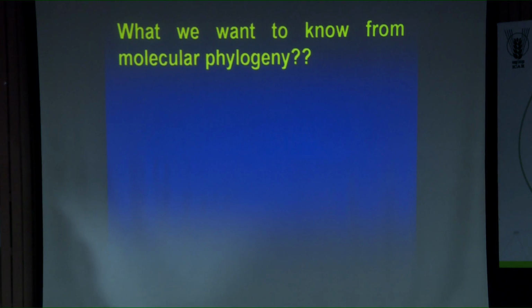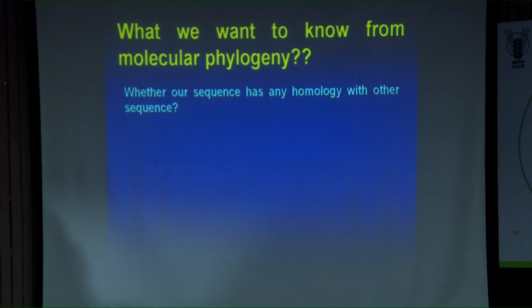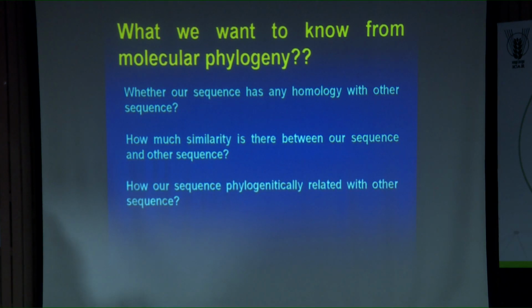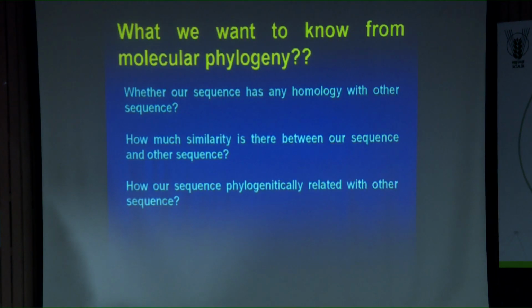So, what do we want to know from the molecular phylogeny? What are the basic things that we want to know? We want to understand three basic questions. The first, whether our sequence has any homology with other sequences; second, how much similarity there is between the sequence which we have generated and the sequence which has already been deposited; and third, how our sequence is phylogenetically related to other sequences. So, these three basic questions we want to know from the phylogenetic analysis. Now, these three terminologies came: homology, similarity, and phylogenetic relationship. So, one by one I am trying to explain what these three terminologies are.